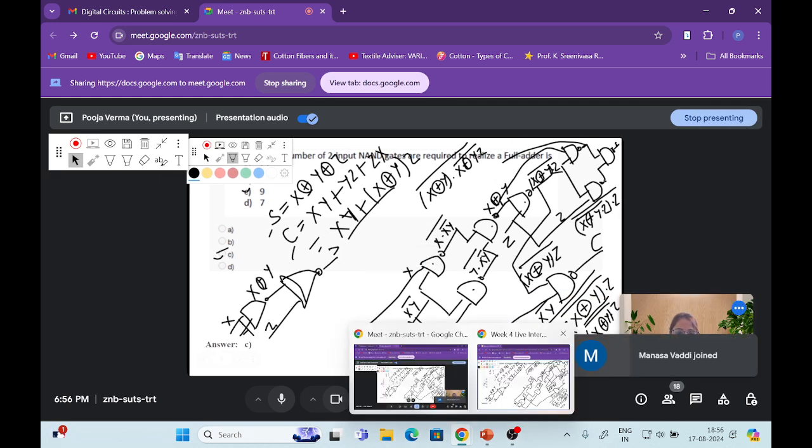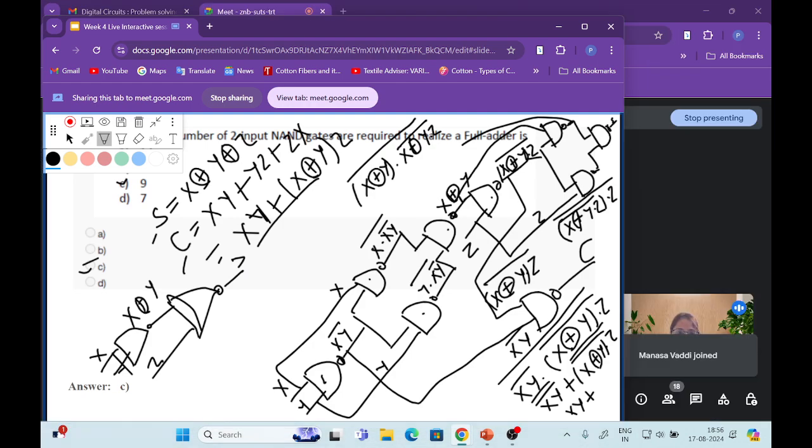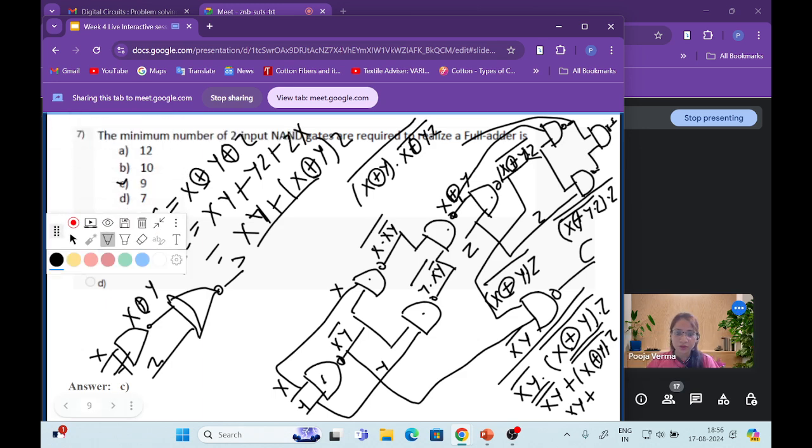Okay, I hope you are understanding, or should I explain it again? So we need to start from the basics. How is an XOR gate made using two-input NAND gates? For making one XOR gate, 4 NAND gates are required.